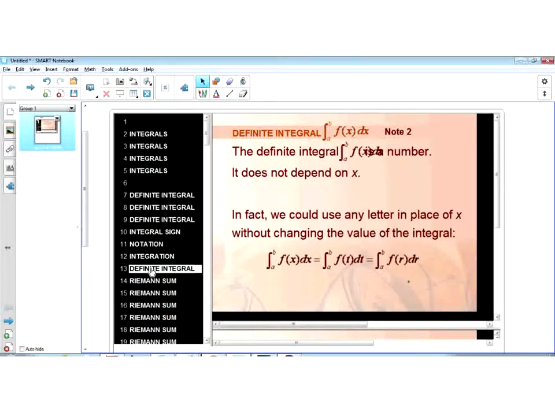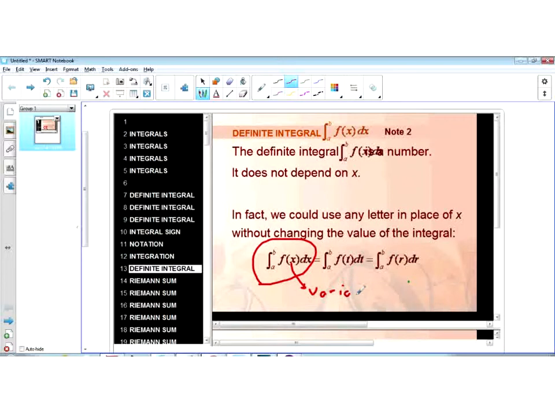Okay, integration. All right. So now, this is useful to know. This right here, the definite integral notation, we consider this to be the variable of the definite integral. Okay, so that's your variable.